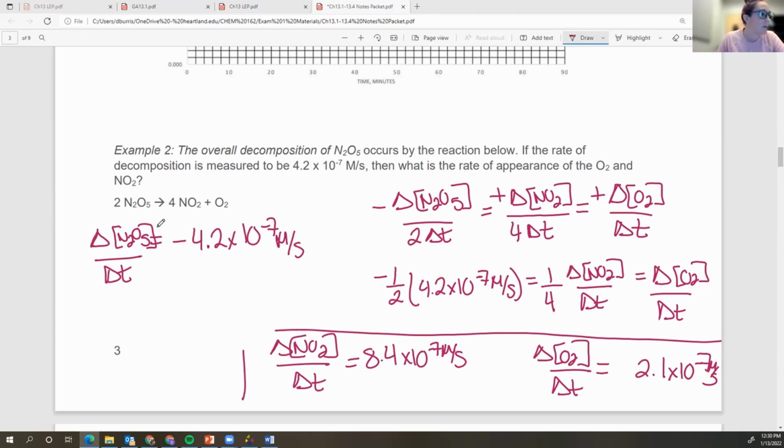Now, you guys might be able to look at this number and be like, I can figure that out. This is a 2 to 4 ratio. So I know this is going to appear twice as fast as this one is disappearing. Oh, look at that. 4.2 times 10 to the negative 7th doubled is 8.4 times 10 to the negative 7th. I also know if this is going at a rate of 4.2 times 10 to the negative 7th, oxygen is going to appear half as fast because it's a 2-to-1 ratio. So look at that, 2.1 times 10 to the negative 7th is half as fast. Guys, you might be able to do that just by looking at the equation. That's totally okay.